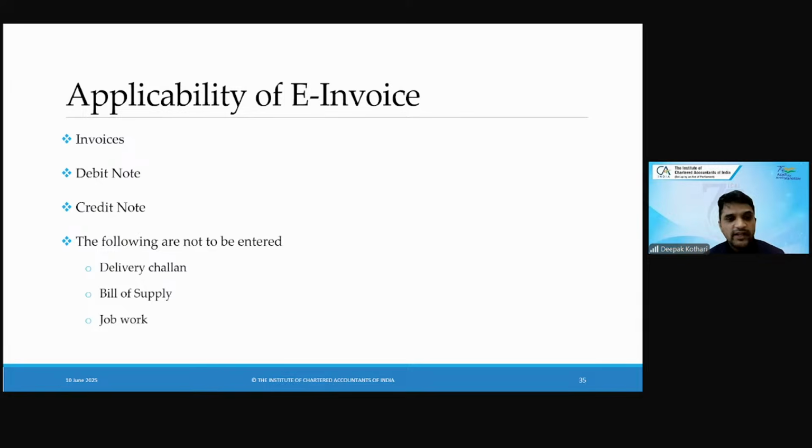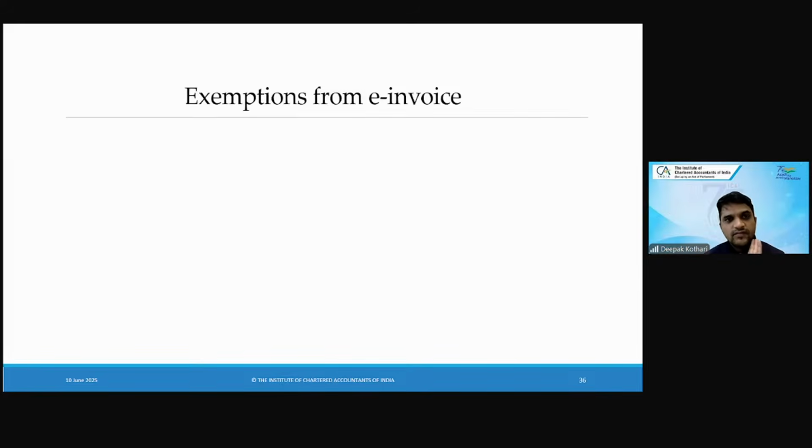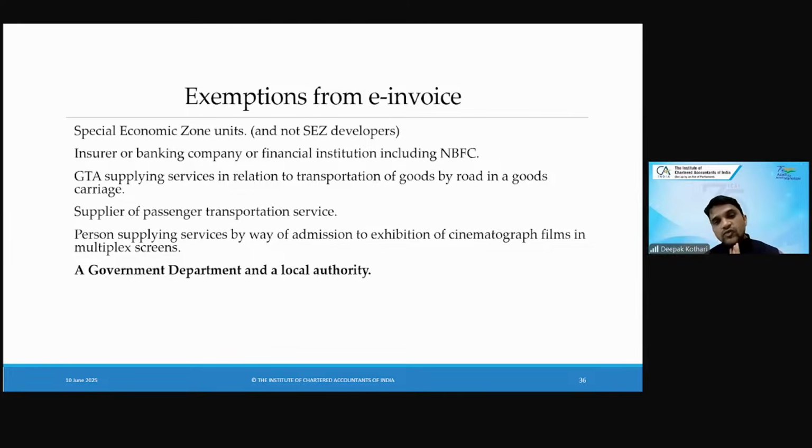The following are not to be entered: delivery challan, bill of supply, any transaction with job work, that is not required for now. Exemptions: SEZ units, not for a SEZ developer. There are two things within a SEZ. One is SEZ developer and the other is SEZ unit. SEZ units are not required, but SEZ developer, he will have to generate an e-invoice. Insurance and banking companies are not required.